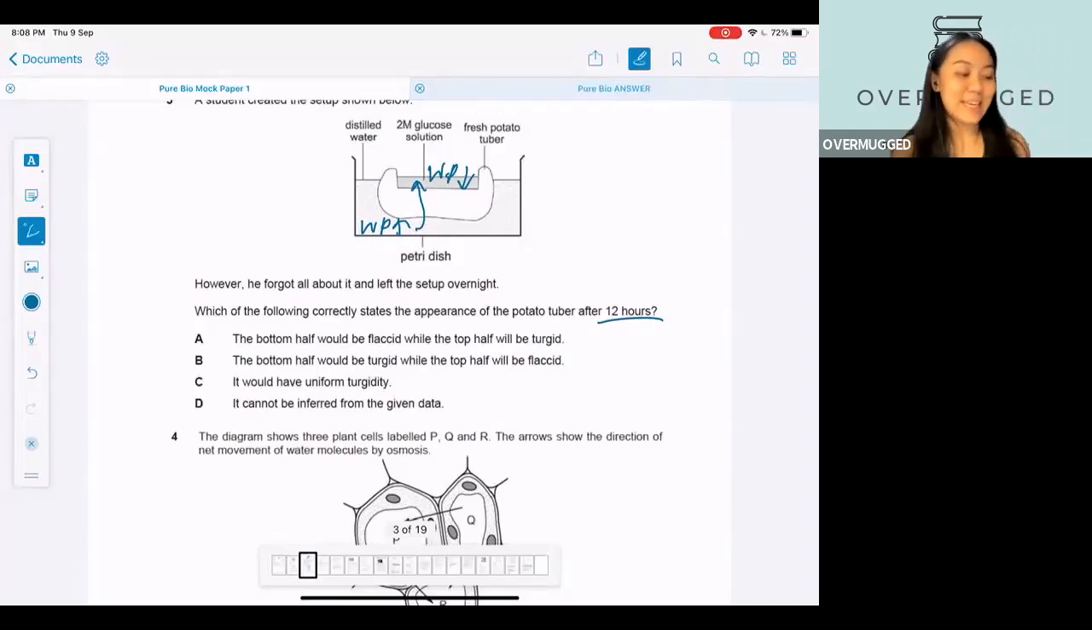So in this case, the water will move from the distilled water to the glucose solution. For this potato tuber, it is just like an agent of transfer of water. So the answer is C. You have a uniform turgidity.